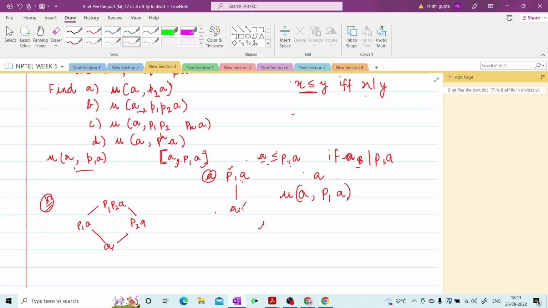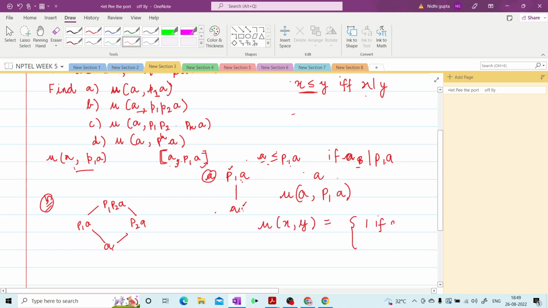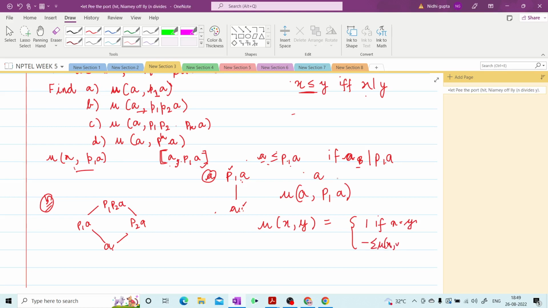So first of all, what is the Mobius number of x, y? This is 1 if x is equal to y, and minus sigma mu z y. Wait, I'm writing it wrong.